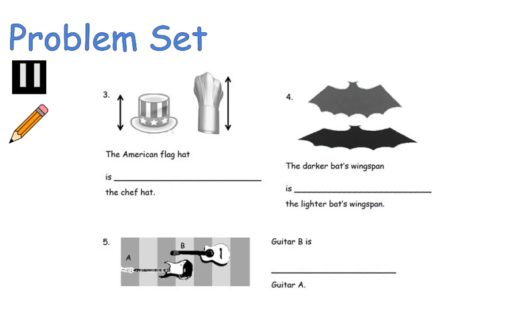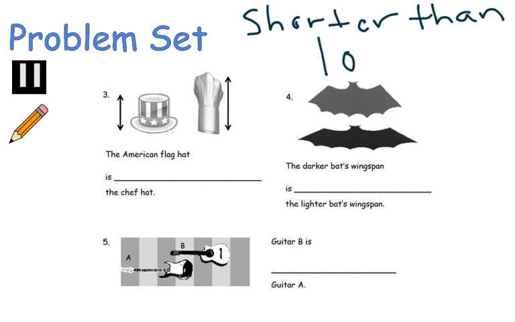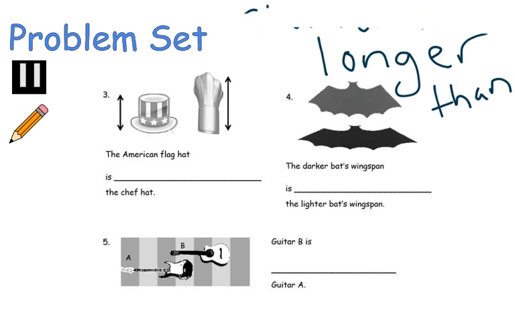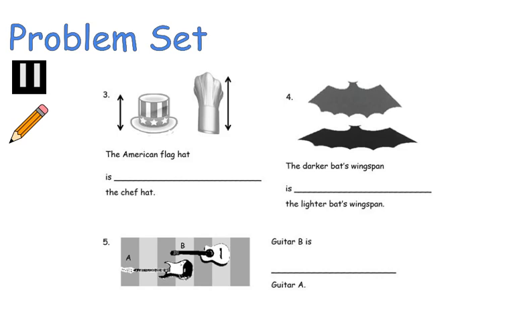Now you have numbers 3, 4, and 5. You're going to do the same thing. You're writing shorter than or longer than. And yours is in the same spot on the top of your paper where the directions are. So I will read them for you so you can see what the question is, and then I'm going to tell you to pause it, and so then you need to fill in your answer, okay?